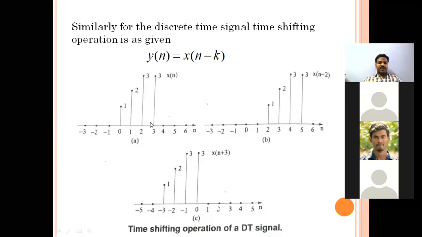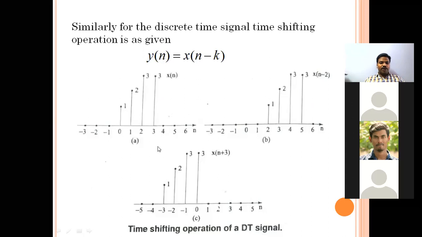The first one is x of n. This is the basic signal you have been given. X of n is given, which is defined at n is equal to 0, 1, 2, 3. Now you are asked to delay the same signal with 2 units and advance the same signal with 3 units. Now, how do you get x of n minus 2? If you consider delay of 2 units for this particular base signal.